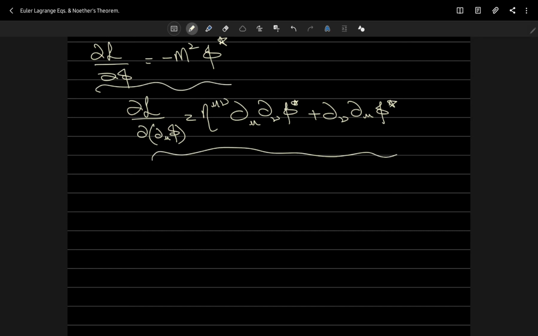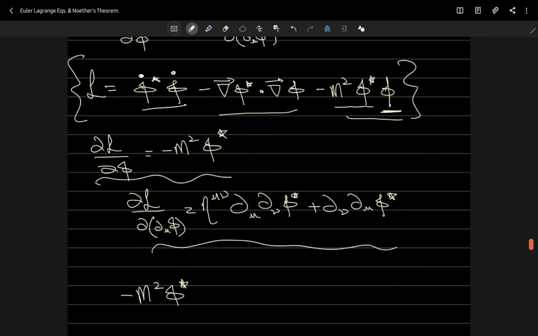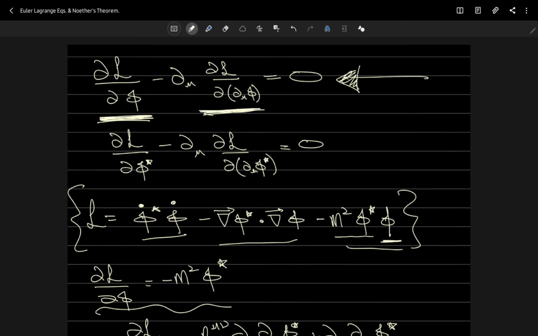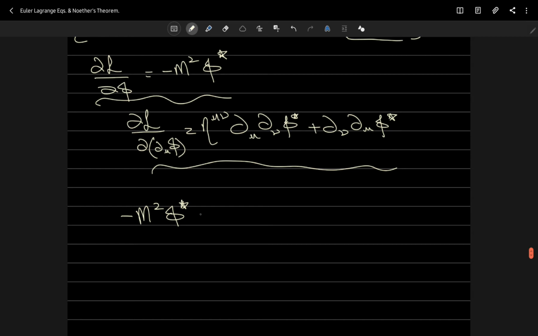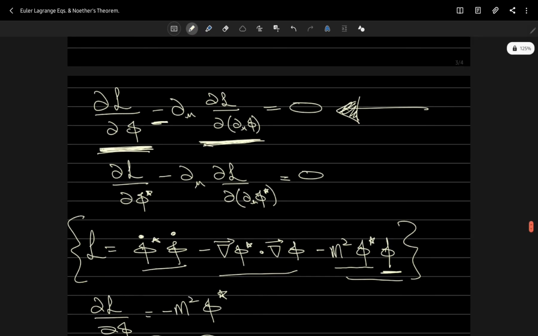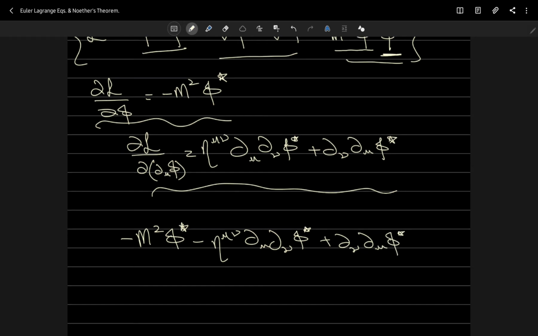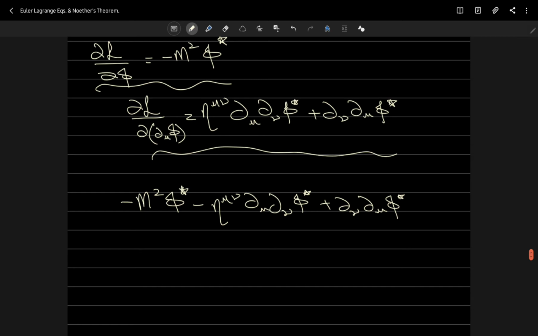So we just plug them back into the Euler Lagrange equation, and we get minus m squared phi star. If you look back at your Euler Lagrange equation, we are just putting these values over here that we have just computed, right? So minus m squared phi star, and because of this negative sign right over here, we have negative eta mu nu partial nu phi star plus partial mu phi star, and this is equal to 0.